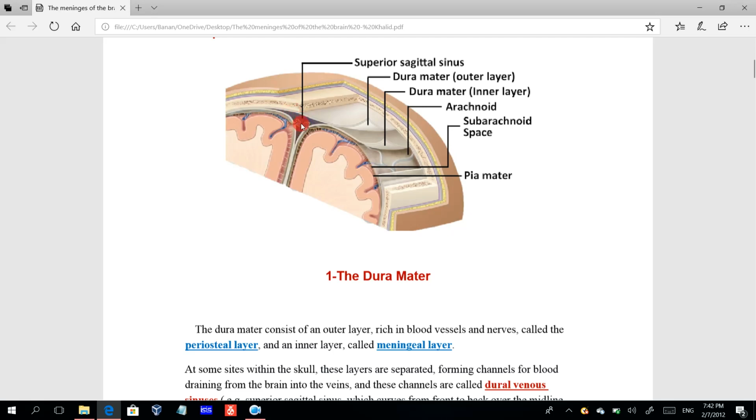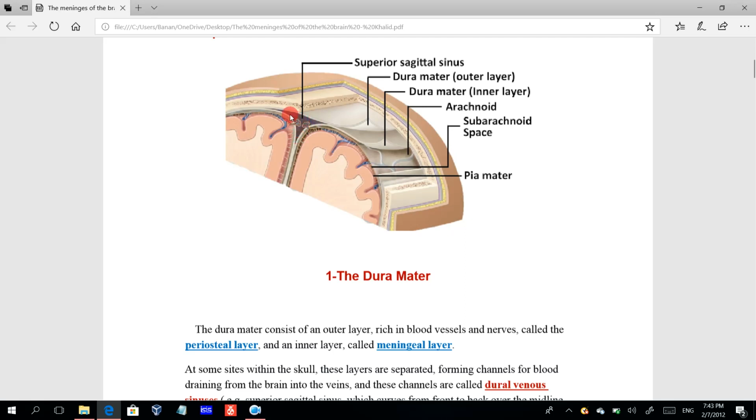This is a space containing venous blood, just like a vein, but the wall is composed of the layers of the dura mater. Of course, it is lined by epithelial cells, just like the veins, because as you know, the blood cannot move in this space unless it is lined by epithelial cells, just like the lining of the vein.